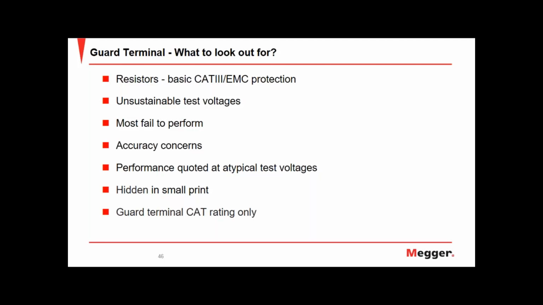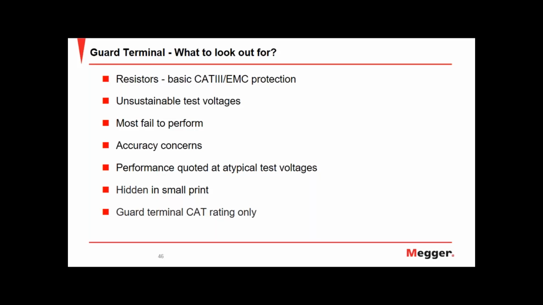Some manufacturers quote the performance of their guard terminal at atypical test voltages. So it could be that you're buying a 5 or 10 or 15 kV IR tester, but the performance of the guard terminal is quoted down at 50 volts, which is atypical and unlikely that you'll use that value for a test voltage. Some of this information is hidden in the small print. The manual is the legal document in which you can determine the quality of an instrument.